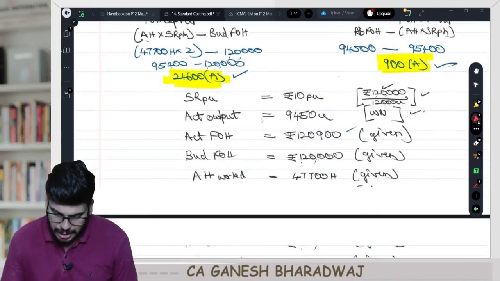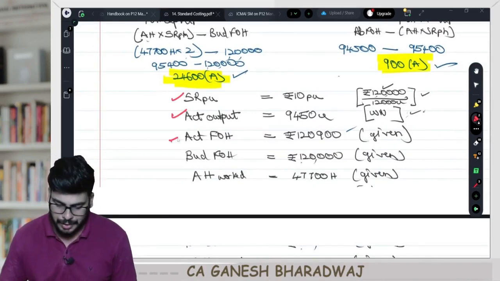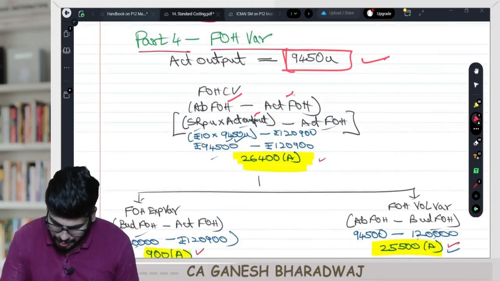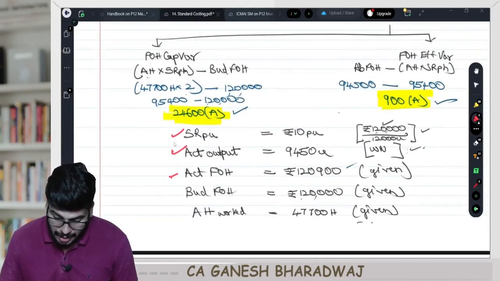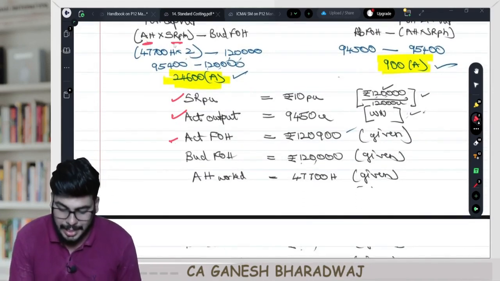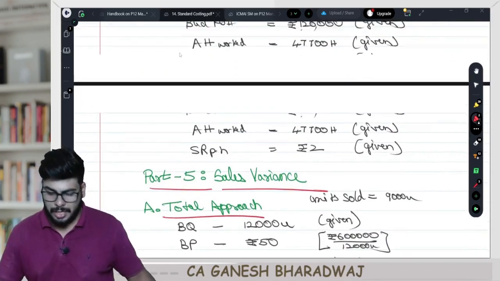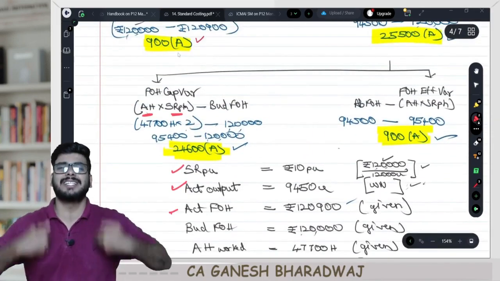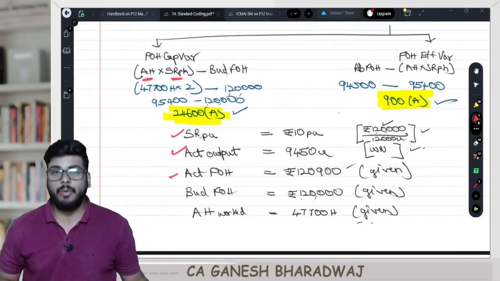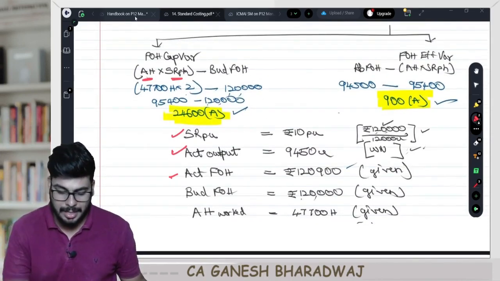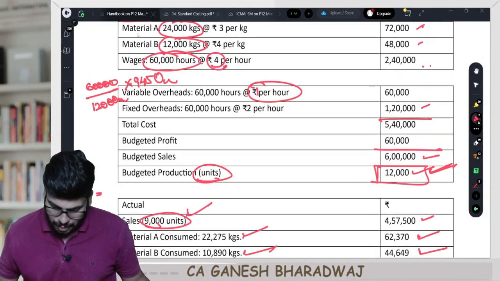So I need all these figures, standard rate per unit, the actual output, then I need the actual fixed overheads. Why the actual fixed overheads comes here? Then I need the budgeted fixed overheads that comes here. Then I need the actual hours and I need the standard rate per unit. All these things we need. If you are able to find out each and every component, then it is just a matter of plugging the figures and arriving at the solution. Now first, what is the predetermined rate? That is standard rate per unit. Very simple. Now go to the budgeted data. They have given what is the fixed overheads.